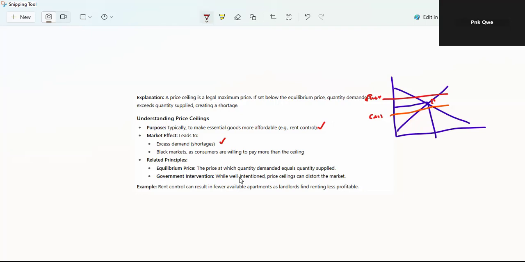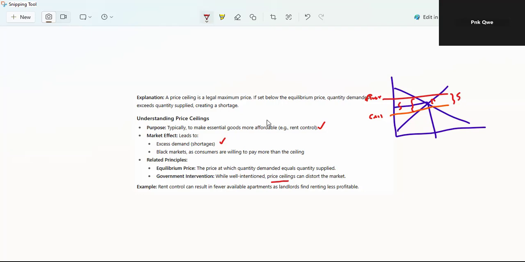The price at which quantity supplied equals quantity demanded is called equilibrium. Government intervention here uses what we call a price ceiling to distort the market. Rent control is one of the strategies that government uses to avoid what? Exploitation. So there will be fewer apartments for renting, making landlords less profitable. So this price ceiling makes demand greater than supply, so there will be a shortage. Then when we have a floor price, we have more supply than demand. This will be a surplus.